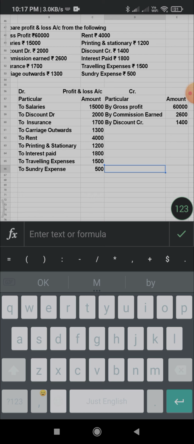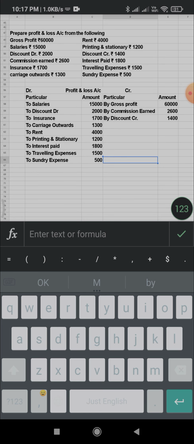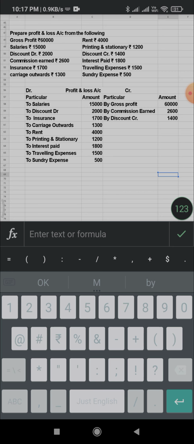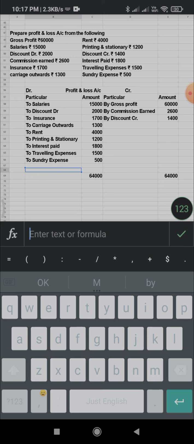Now I have taken all the entries here. Based on this we are going to prepare the totals and find out the net profit or net loss. First I'll do the total of the credit side. Most of the time, try the credit side total first, then go for the debit side. 60,000 plus 2,600 plus 1,400. So the total is 64,000. Credit side total is 64,000. I'll take the same amount on the debit side, also 64,000.